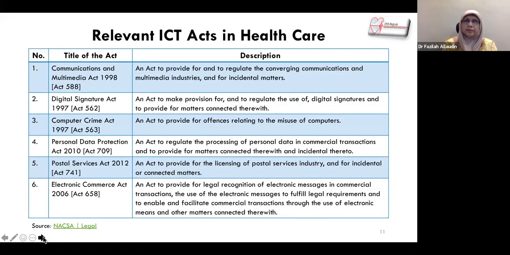At the same time, we also have acts that are not directly under the Ministry of Health, but will govern ICT in healthcare. For example, the Communications and Multimedia Act. The Digital Signature Act is very important, especially for e-pharmacy. The Computer Crime Act, of course, Personal Data Protection, the Postal Services Act, and the Electronic Commerce Act.